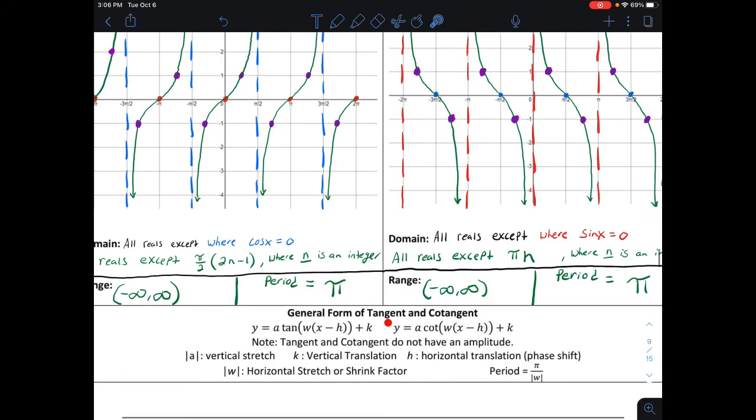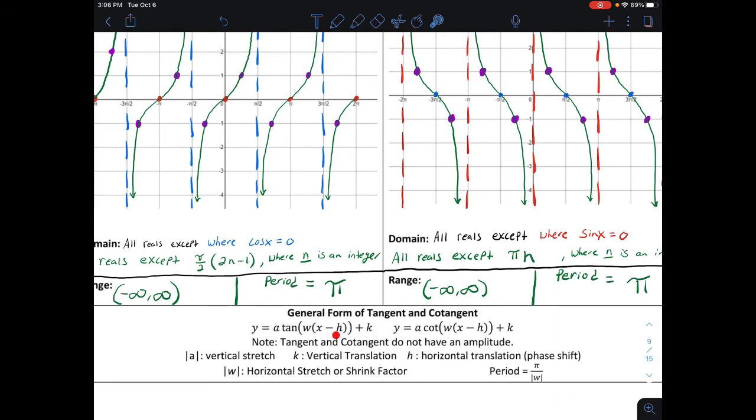The general forms of tangent and cotangent look similar in terms of the constants being used to the other 4 trig functions. However, it's also important to note that even though I'm using a here at the front of tangent and cotangent, they do not have an amplitude because of the way we define amplitude. Since tangent and cotangent do not have a true maximum or minimum value, I can't say a represents amplitude. Instead, we're going to say a is the vertical stretch, k is going to be the vertical translation, but it's also the location of the y values of my points of inflection. So they don't have midlines, but they have points of inflection. They happen at whatever k is.